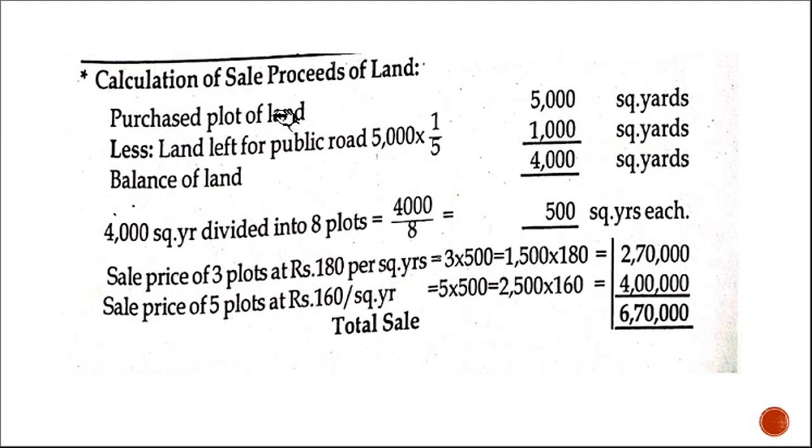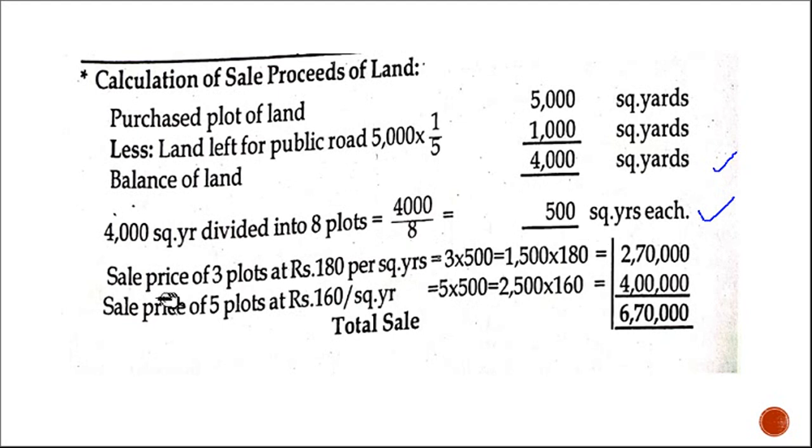Okay, first let us calculate the sale proceeds. Calculation of sale proceeds of land. Purchased plot of land 5,000 square yards. What they said, for public road they have to leave some space, no? 1/5. So 5,000 into 1 by 5, 1,000 square yards. So total whatever they are getting for sale is only 4,000 square yards. So we have to calculate for only 4,000 square yards. They said it is divided into 8 plots. So 4,000 divided by 8, so 500 square yards each. It's like a site. If you have 4,000 square yards, then 8 sites you are making. So each site will be 500 square yards.